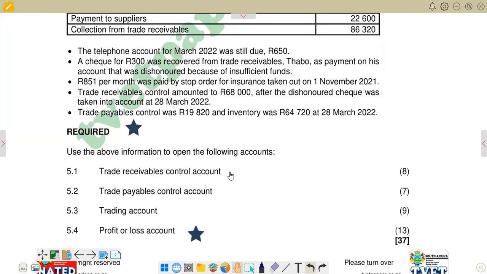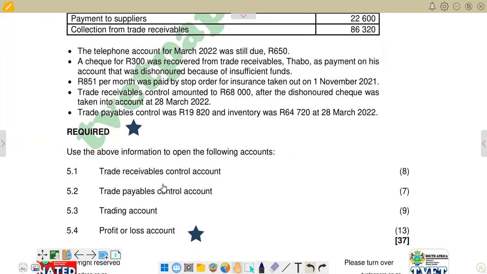We've got the trade receivables control account, we've got the trade payables control account, trading account, and profit or loss account. So we are going to prepare the control accounts first, and then we find the figures. For the trade receivables control account, we need to find the figure for sales, and then for the trade payables control account, we need to find the figure for purchases.